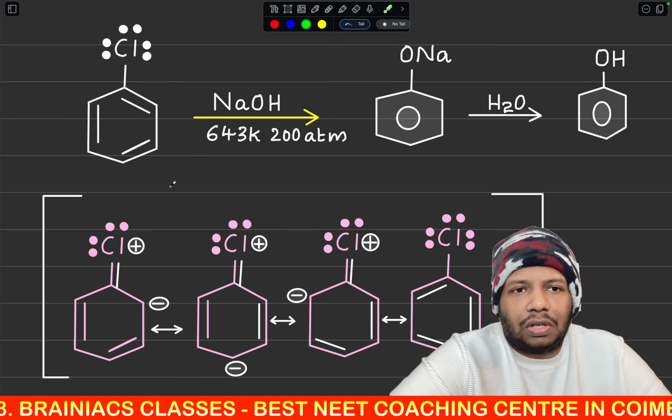Now again, what will the negative charge do? Sir, it will try to come back here. Okay, so it will try to form a double bond here. When it is trying to come back as a double bond, what will it do? The problem is that this carbon will again have 5 valency, so somebody should move out.